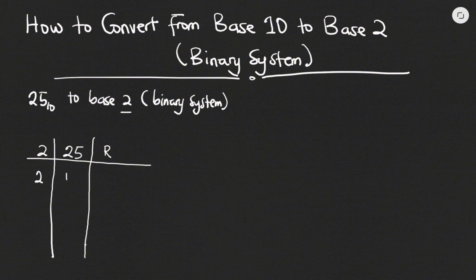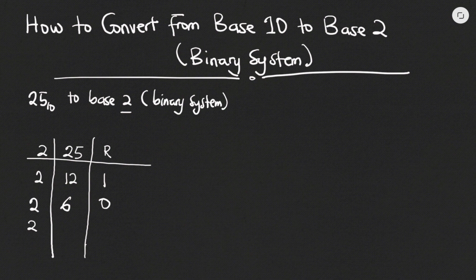It will go there 12 times, and 12 times 2, that is 24. It's less than 25, so we need one more to get to 25. So the remainder is 1, and we write down the 1. We repeat the process again. How many times will 2 go into 12? It will go there 6 times, which is exactly 12. So we are left with 0. Remainder 0. So we do it again.